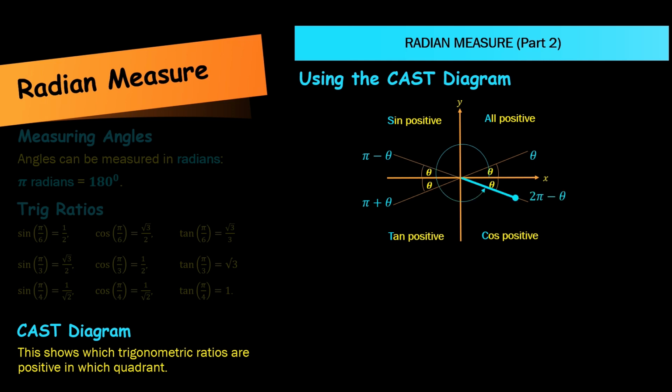And finally here we have 2 pi minus theta. Again, we're measuring anti-clockwise from the positive x-axis.